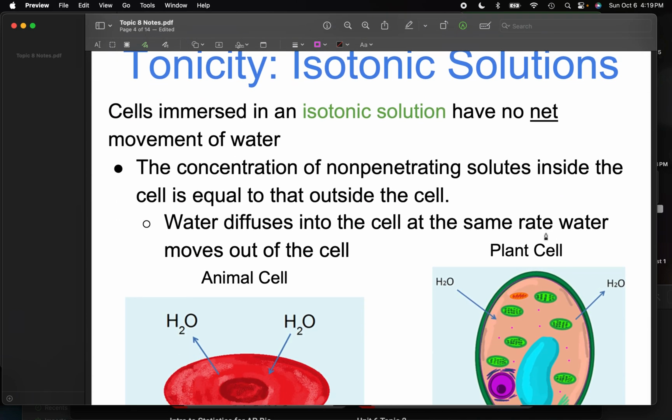So let's first quickly talk about isotonic solutions. A cell that's immersed in an isotonic solution will have no net movement of water. So when we were doing our dialysis lab, if you had the negative control of the water inside the dialysis tubing as well as the water in the cup, you had just put it into an isotonic solution. There should have been no net movement of water in there.